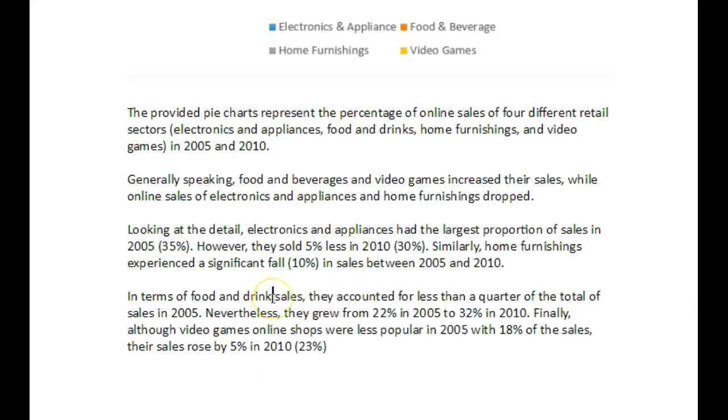In terms of food and drink sales, they accounted for less than a quarter of the total of sales in 2005. Nevertheless, they grew from 22% in 2005 to 32%. This is good. This is correct. Finally, although video games were less popular in 2005, with 18% of the sales, their sales rose by 5%. You could just say rose to 23% of the total in 2010.